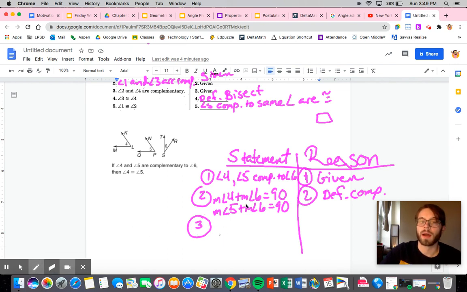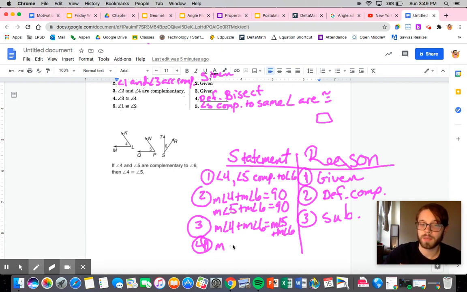There we go. All right, so now we have two things equal to 90, so we can set them equal to each other. The measure of angle 4 plus the measure of angle 6 is equal to the measure of angle 5 plus the measure of angle 6. Right, and then we'll just use substitution. So 4. Now, what can we use? Well, we can use the subtraction property of equality. And from the subtraction property of equality, we can ultimately get that the measure of angle 4 is equal to the measure of angle 5.